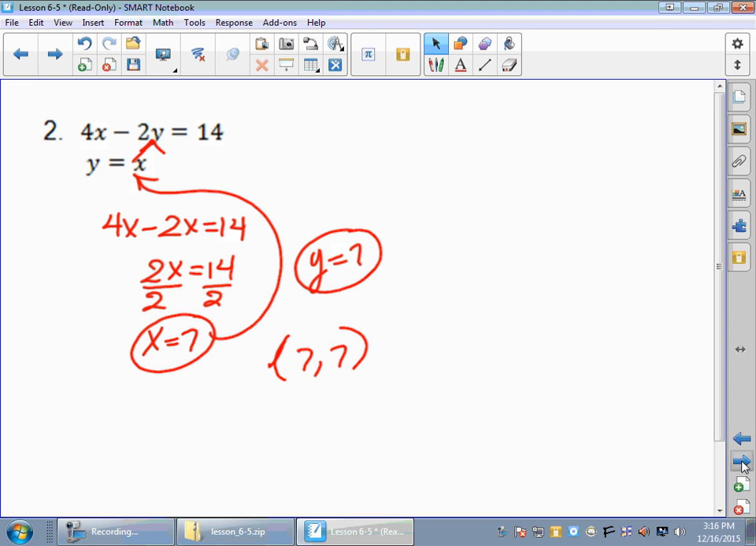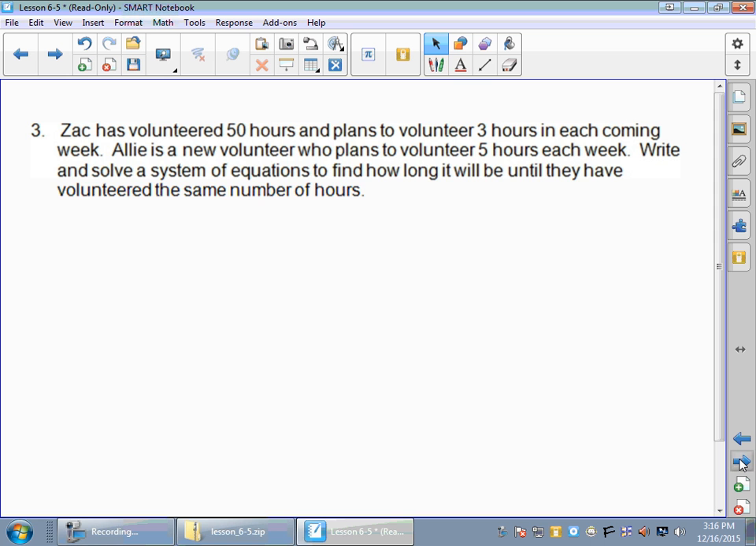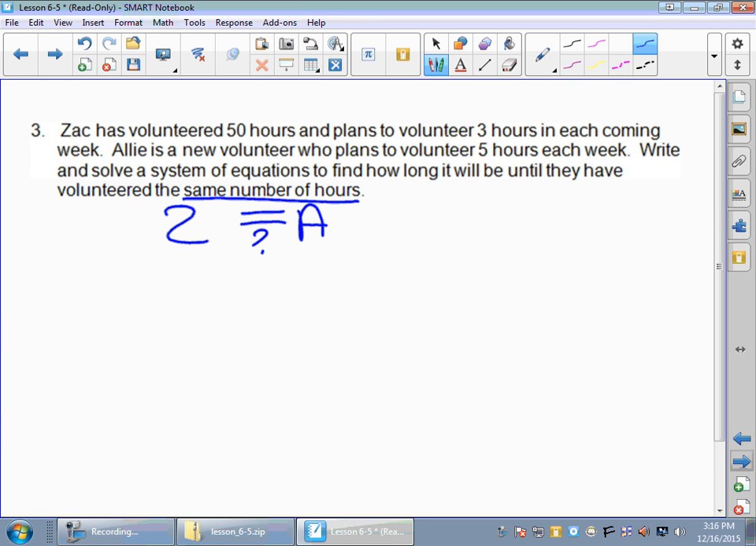All right, so let's go ahead and try some word problems. The first of the word problems. Zach has volunteered 50 hours and plans to volunteer 3 hours in each coming week. Allie is a new volunteer who plans to volunteer 5 hours each week. Write and solve a system of equations to find out how long it will be until they have volunteered the same number of hours. The same number of hours means that they'll be equal. So when will Zach equal Allie is the question here.